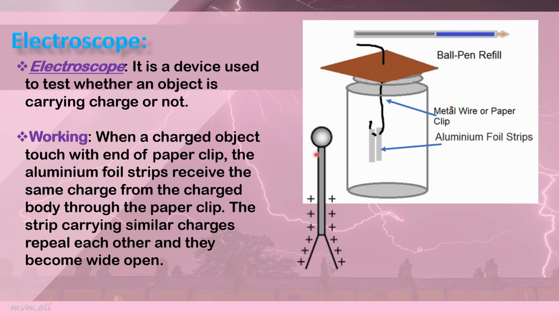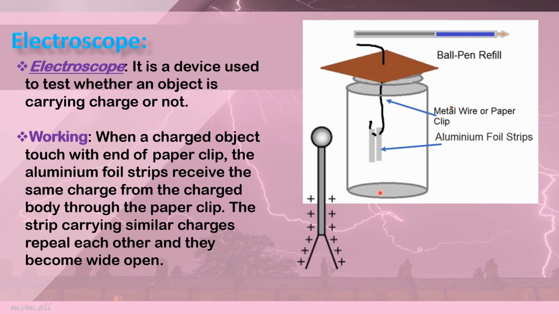Because the same charge is flowing through, the aluminum foils receive the same kind of charge, and both foils carrying the same charge repel each other and become wide open. Clear. So we can identify that the object is carrying a charge. Even in case of negative charge, both aluminum foils acquire negative charge, and then also there will be repulsion. Clear. So we cannot determine the nature of the charge. We can just test whether an object is charged or not by using an electroscope.